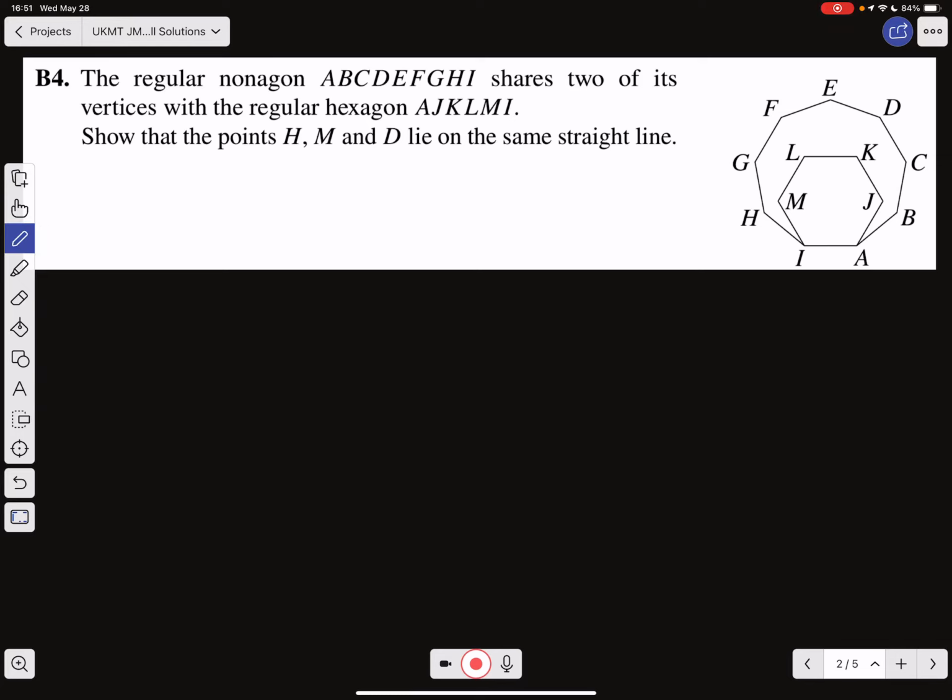The regular nonagon ABCDEFGHI shares two of its vertices with the irregular hexagon AJKLMI. Show that the points H, M, D lie on the same straight line.